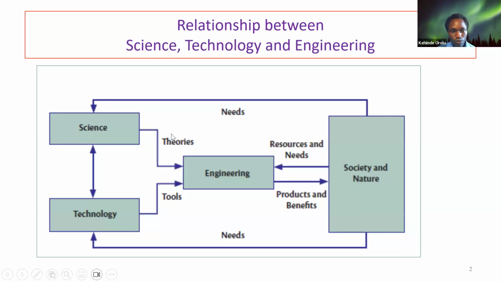So let's now look into the world of technology because it is very critical in this discourse about engineering in society. As you can see, the engineer cannot do much in society without the support of science and technology. Science provides the theories, technology provides the tools with which engineers produce products that benefit society and nature. And so that's the kind of relationship between them.